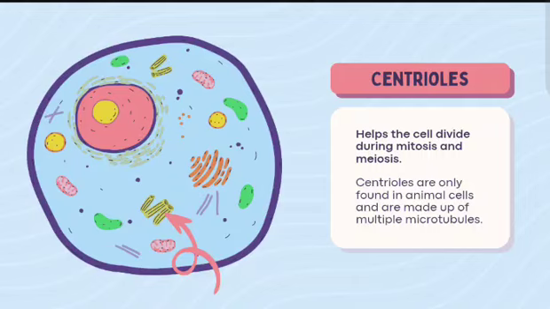Then centrioles. This is only in the animal one. It helps the cell divide during mitosis and meiosis. If you want to know each and everything in detail, I will make a video for that. If you want, at least 10 people should tell me, because we have to make it especially for that, so I have to take time. That's okay.